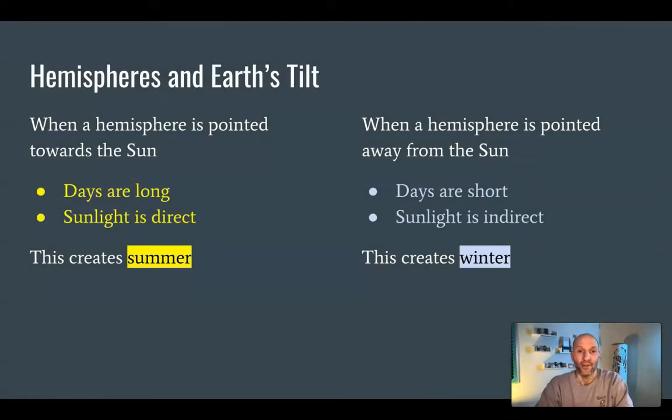So when a hemisphere is pointed towards the sun, two important things happen. First, days are long, and second, sunlight is direct. That combination of long days with direct sunlight creates the season of summer. The opposite is true when the hemisphere is pointed away from the sun. Days become short and sunlight is indirect. So we have few hours of less direct sunlight, and that creates the season of winter.